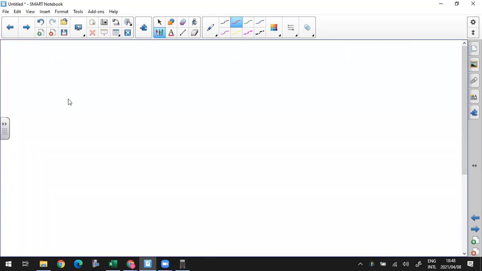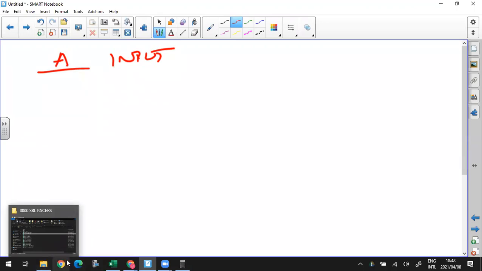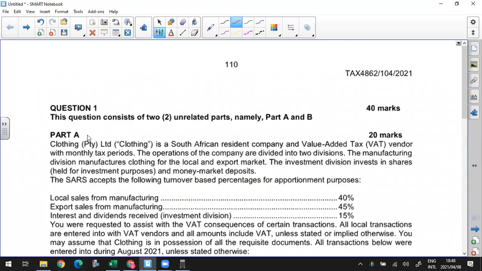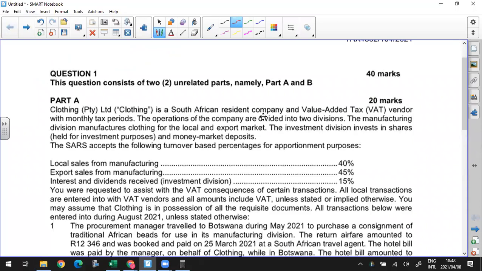Part A is all inputs. So guys, I don't need to do 2 columns. Part A is all input, part B is output. So let's start. It says Clothing is a South African resident and value-added tax vendor with monthly tax periods, so just monthly. Operations of the company are divided into 2 divisions. The manufacturing division manufactures clothing, that's VATable. And the investment division invests in shares held for investment purposes and money market deposits.